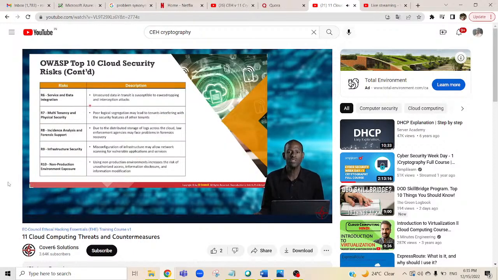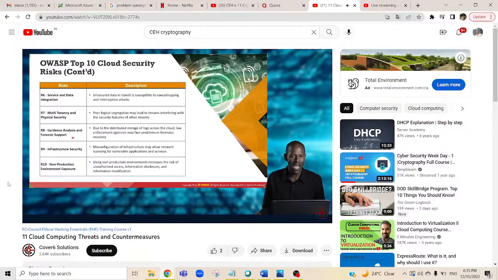Yet another one is service and data integration. So we have unsecured data in transit. Maybe somebody's logging into a cloud resource using HTTP or some other type of unsecured protocol, and people can intercept it and use it for attack. There's also the fact that in your cloud provider, you're not the only one using that cloud service. There are other tenants. If there's poor logical segregation between the tenants, one can interfere with the other. Not very good.